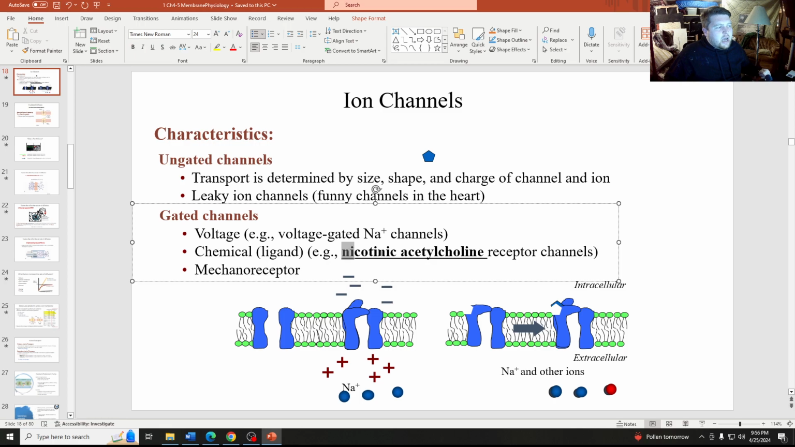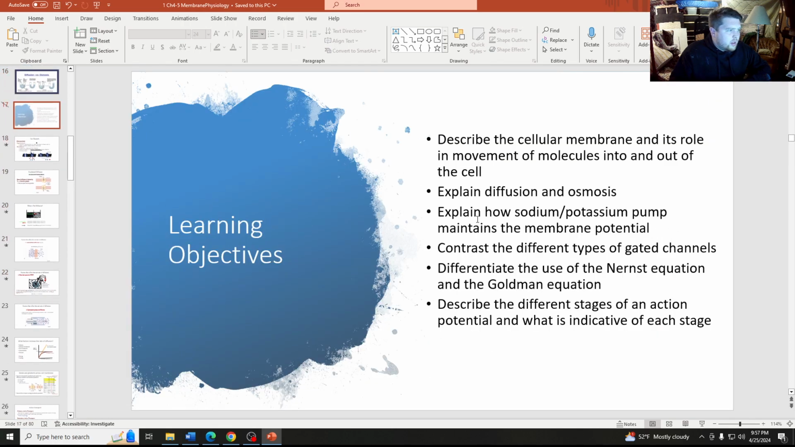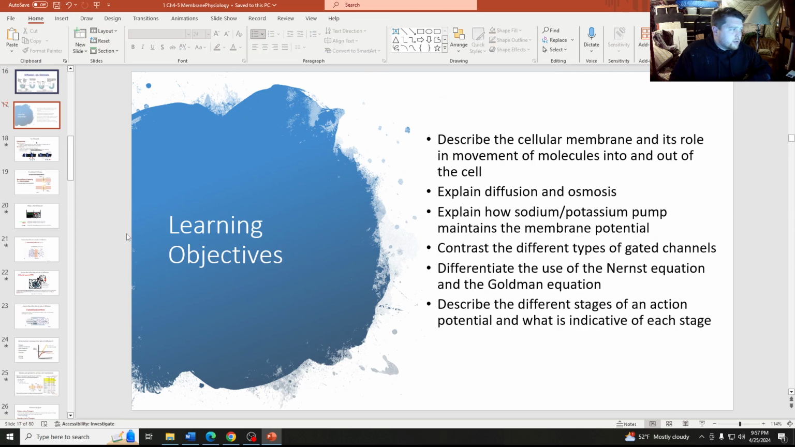And this is something that's not going to go away. You're going to see these nicotinic acetylcholinergic or muscarinic channels pretty often throughout the program. There's a lot to do with pathology, medications, and general physiology that touch on these things. So start putting these into that file of I need to remember this. So that is the different types of gated channels.